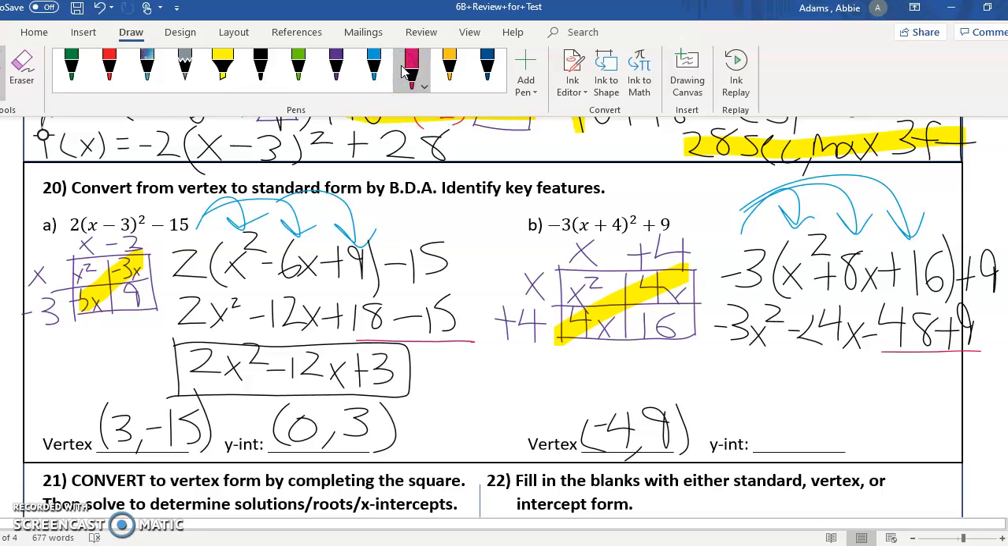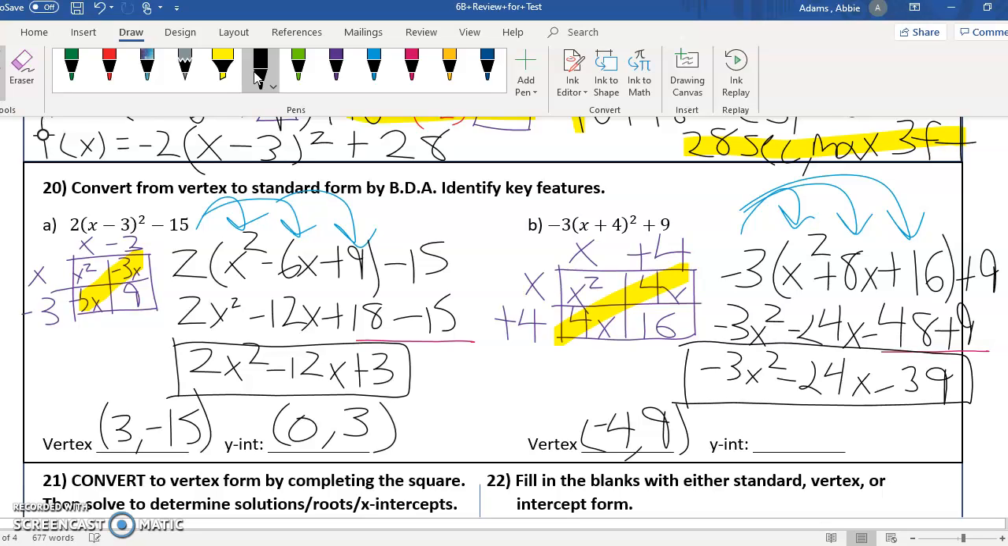Last step is to combine like terms, so we're going to add. So negative 48 plus 9, that's going to give us negative 3x squared minus 24x, then minus 39. And that is your standard form for this function, and the y-intercept is going to be at 0, negative 39.